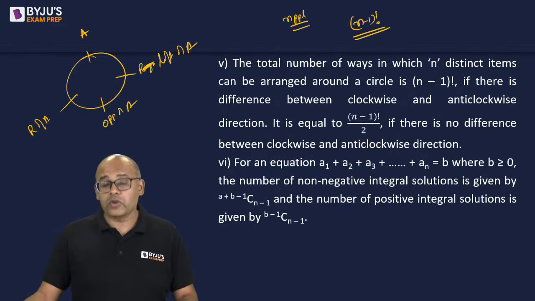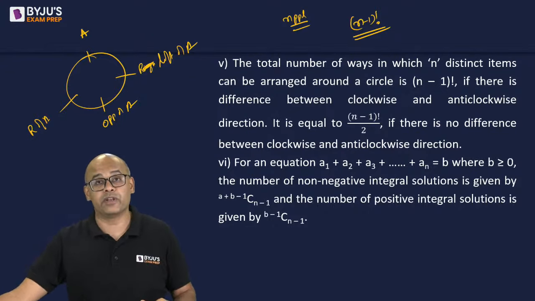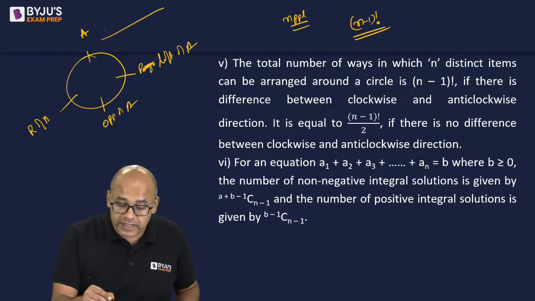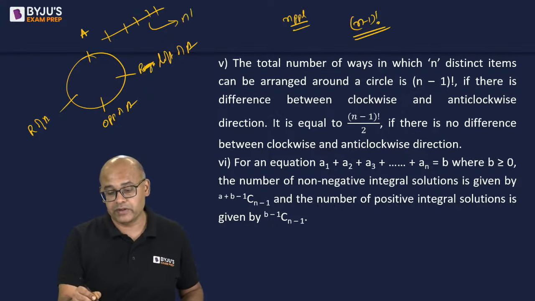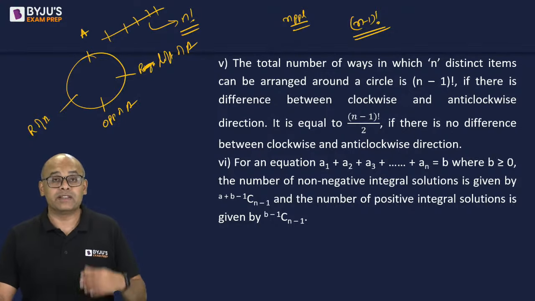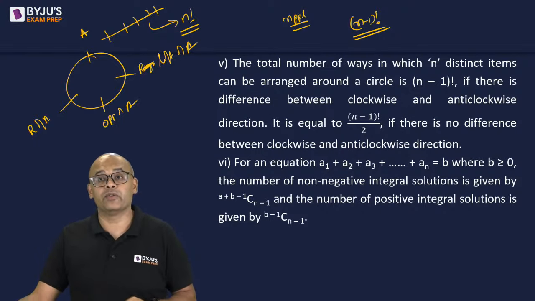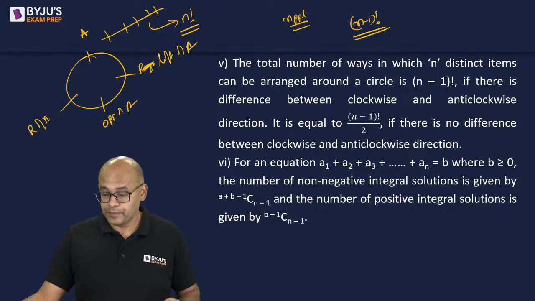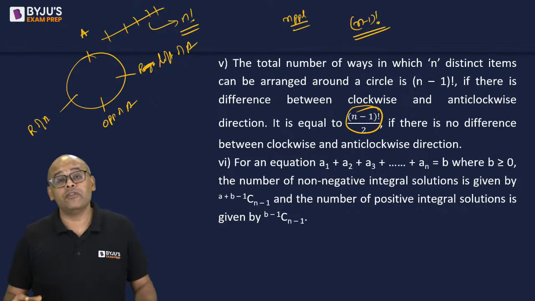Okay? So for a circle, when you're making people sit in a circle, it is n minus 1 factorial. Whereas the same n people sitting in n places, the answer is n factorial. We already saw that. nPn is n factorial. Correct? But in a circle, it is not n factorial, it is n minus 1 factorial. That is the formula.